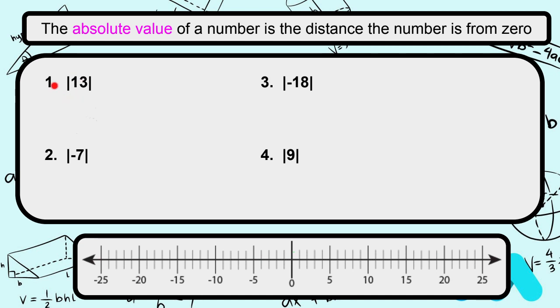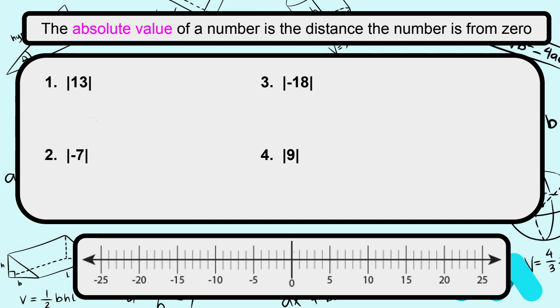So these lines or these bars next to the digits there, those represent absolute value. So when you see them in an expression or in an equation, they mean absolute value. I'm just going to go through how you would read these four examples first. Number one, you would read as the absolute value of 13. Number two, the absolute value of -7. Number three, the absolute value of -18. And number four, the absolute value of 9.